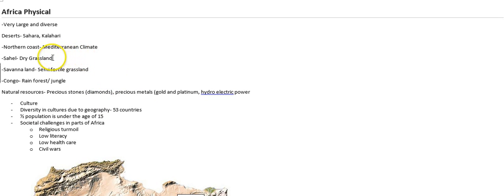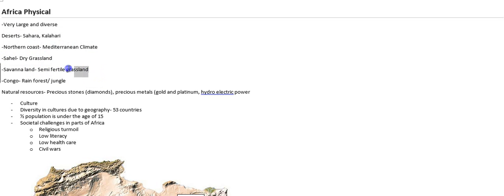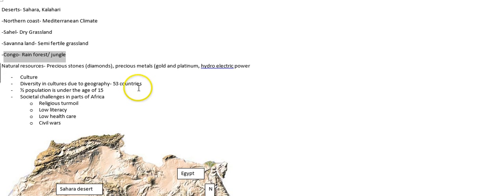We have this dry grassland in the Sahel, again, desertification. We'll talk more about it. And then we have the semi-fertile grassland we call savanna, where you see most of the life of Africa. The Congo rainforest and jungle is a vast part of it, and it's actually a very important part of the world's ecosystem. As we know with rainforest and jungle type areas, they provide a lot of precipitation and such.